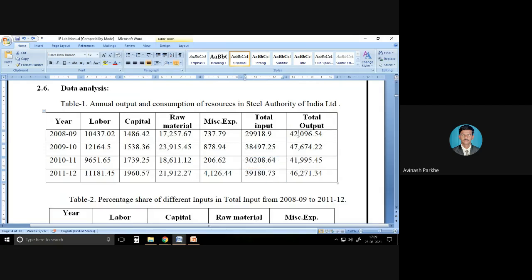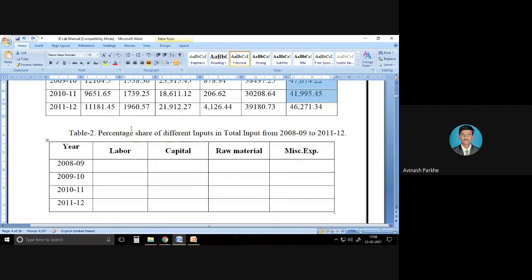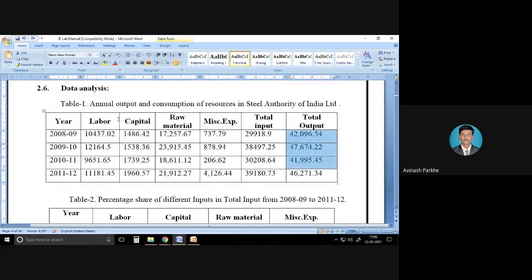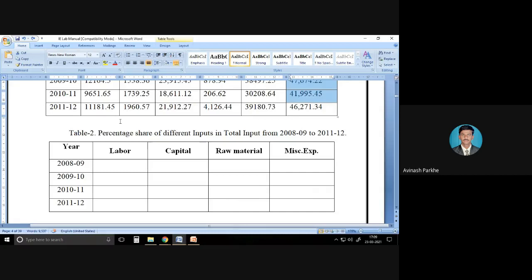And at the last column, the output is also represented. That means for each and every academic year, the inputs are given as well as their outputs. So this is one data analysis. This is one chart which is represented in front of you in order to calculate the productivity. And now what we have to calculate? So this is table number 1 where all the inputs and outputs are given. Now in table number 2, we have to calculate the percentage share of different inputs in total inputs.